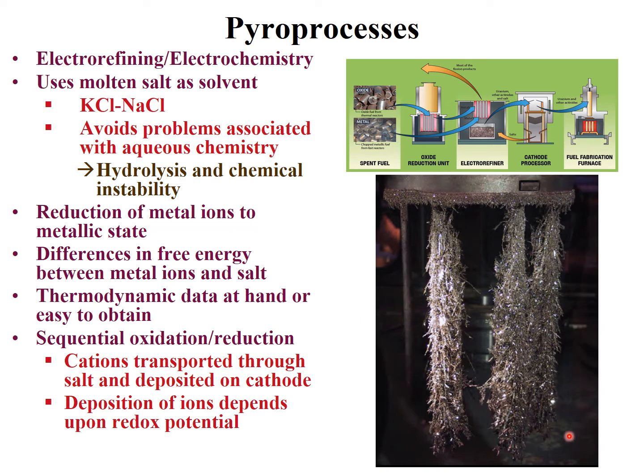This is the reduction of uranium. These are uranium products that are formed from pyroprocess. Fundamentally, the process is driven by this sequential oxidation reduction. You can get cations transport through the salt and deposited on a cathode, so one could have an oxidation reduction process. And the deposition of these ions depends upon the redox potentials, so one can use this to tune systems for selective reduction of given metal ions.